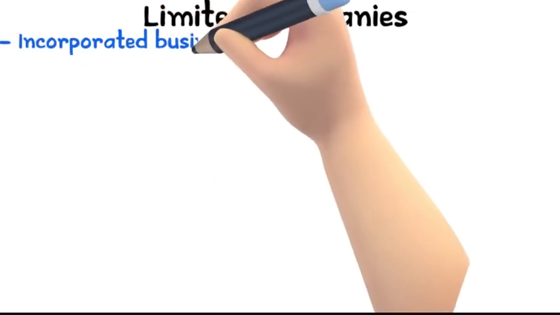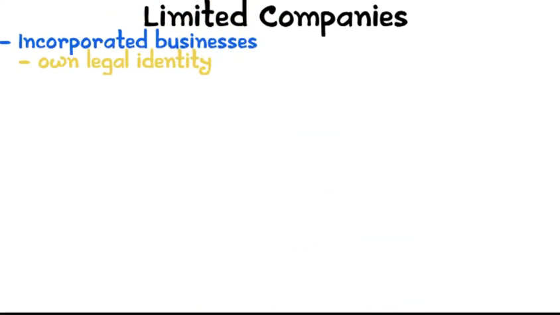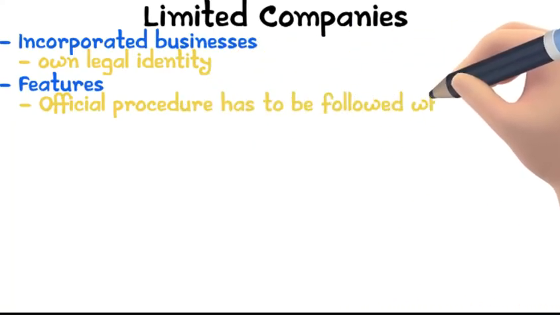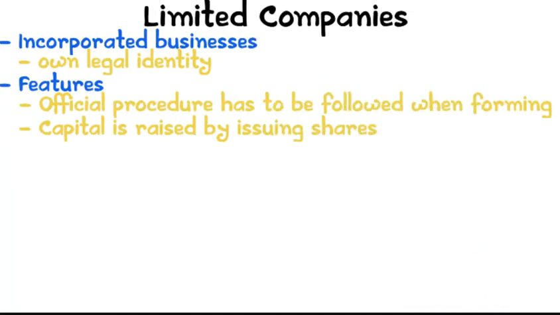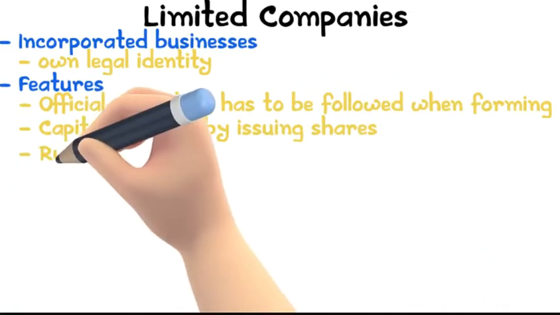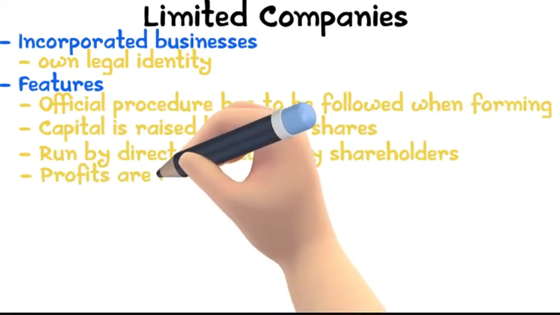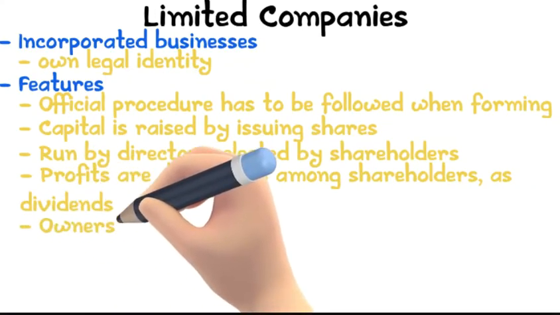Limited companies. Limited companies are incorporated businesses. We discussed what incorporated businesses are in the previous video. They have their own legal identity. Let's take a look at some of the features of limited companies. Official procedure needs to be followed when forming a limited company. Capital is raised by issuing shares. The day-to-day work is run by directors who are elected by shareholders. The profits are distributed among the shareholders as dividends, and the owners have limited liability.